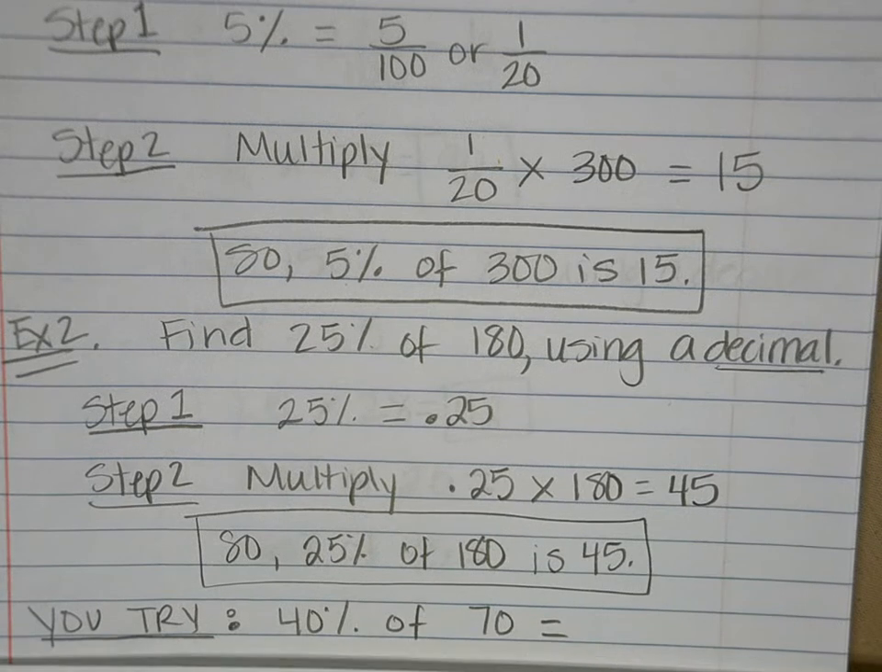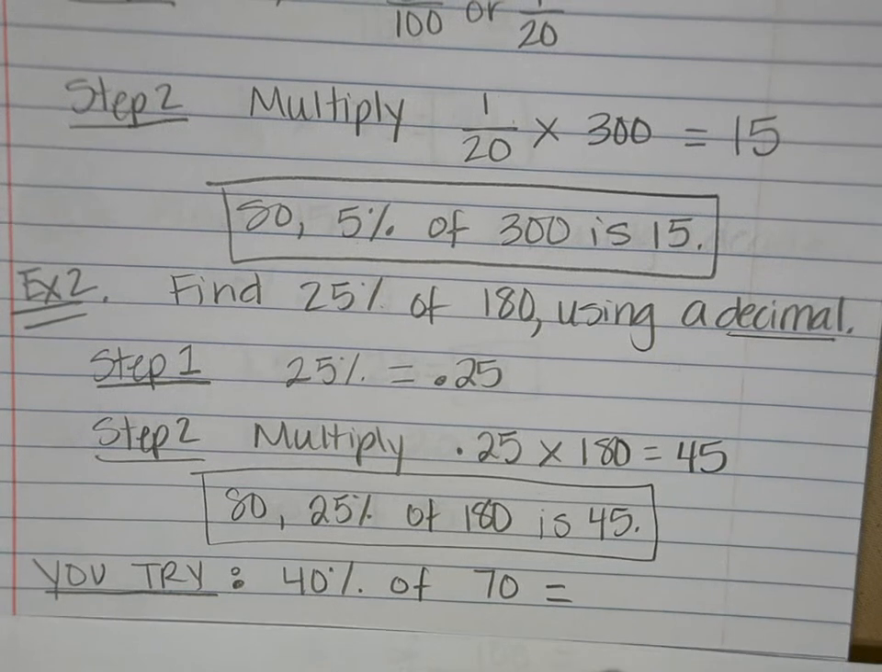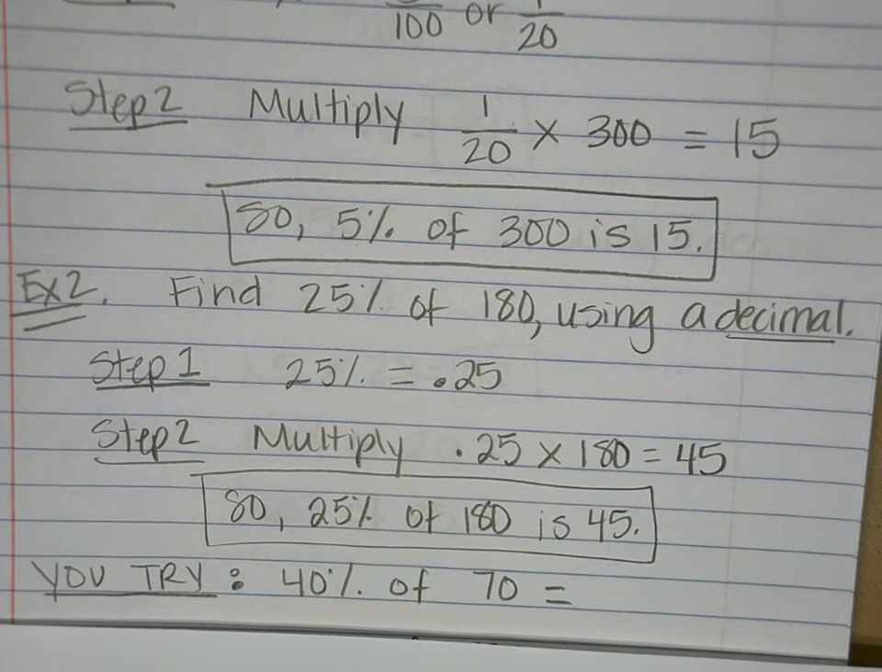So I want you guys to try this one real quick. 40% of 70. I don't care if you use a decimal or a fraction. You may use a calculator. But you decide, do I want to make this a fraction or do I want to just make this a decimal?